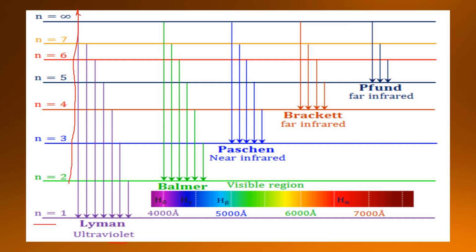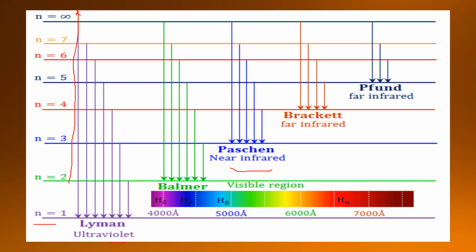Now come to the Paschen. For Paschen series, n is equal to 3. So all the light coming from infinity will fall in the n equal to 3 region, and the Paschen series will come in the infrared region, the near infrared region. We have two types of infrared region. One is near infrared region and the other one is far infrared region. Near infrared region means the region which is closer to the visible region, and the far infrared region means the region which is away from the visible region.